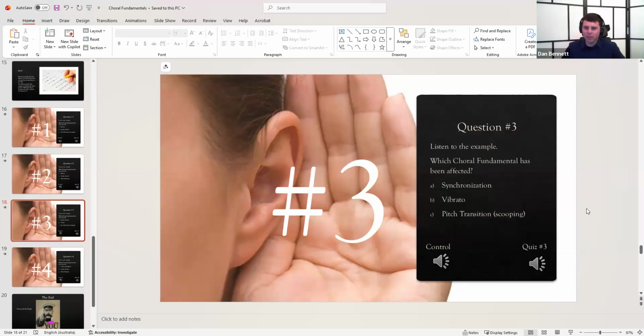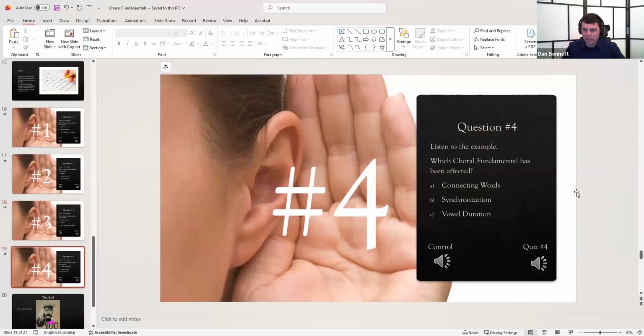Okay, question number 4. This is the final question. It's the same part of the song. So this time, connecting words, or synchronization, or vowel duration. Let's listen to the control first.